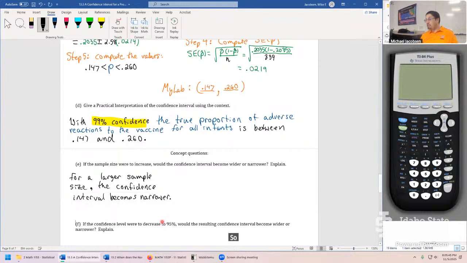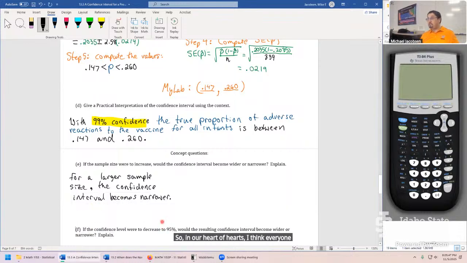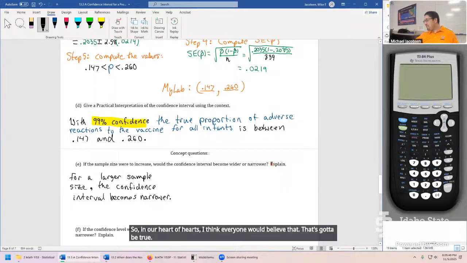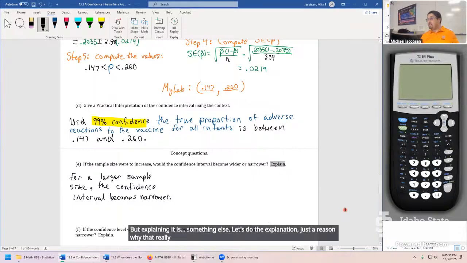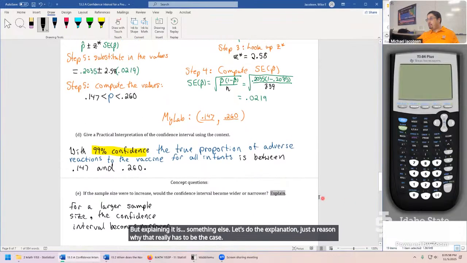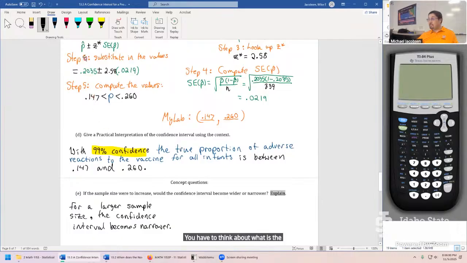So in our heart of hearts, I think everyone would believe that. That's got to be true. But explaining it is something else. Let's do the explanation just to reason why that really has to be the case. You have to think about what the confidence interval is. It's this formula right here. And to get the numbers 0.147 and 0.260, we were adding and subtracting this quantity, the margin of error. This controls the width.